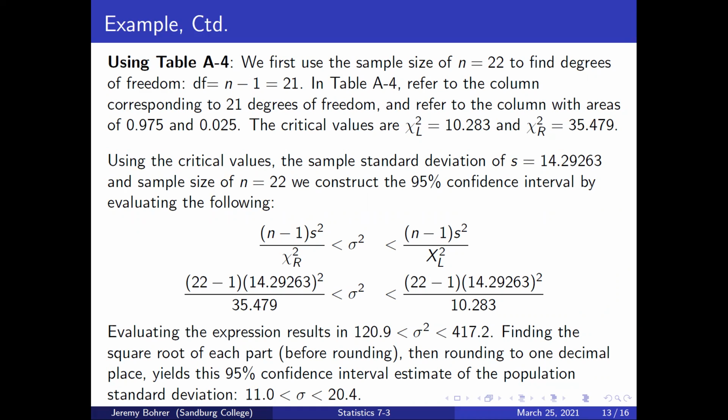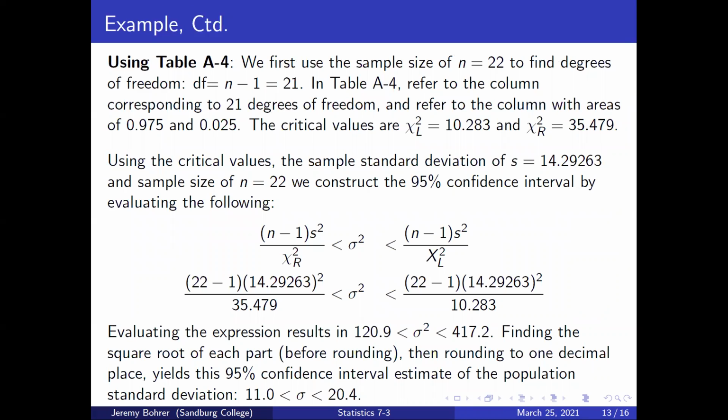Using the critical values, the sample standard deviation of s equals 14.29263 and sample size of n equals 22, we construct the 95% confidence interval by evaluating the following. n-1 times s squared over chi-squared sub R is less than sigma squared is less than n-1 times s squared over chi-squared sub L. So 22 minus 1 times 14.29263 squared over 35.479 is less than sigma squared is less than 22 minus 1 times 14.29263 quantity squared over 10.283.